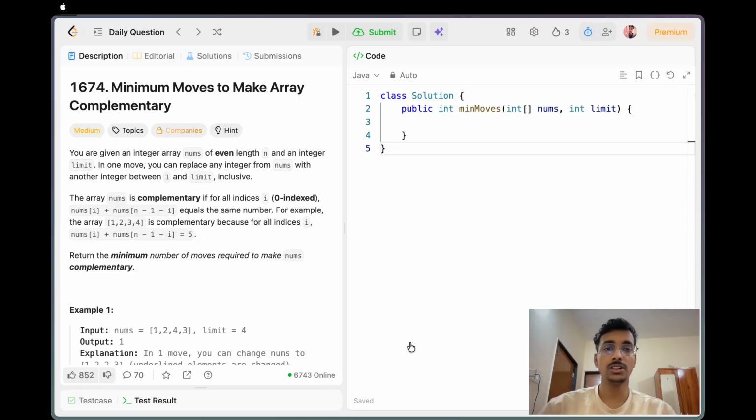Let's begin our work. Before starting, I want to check the CPU usage of my laptop. Fine. Today's problem is problem number 1674, Minimum Moves to Make Array Complementary. Okay, makes sense. Let's go with the problem statement. I hope it is recording well.